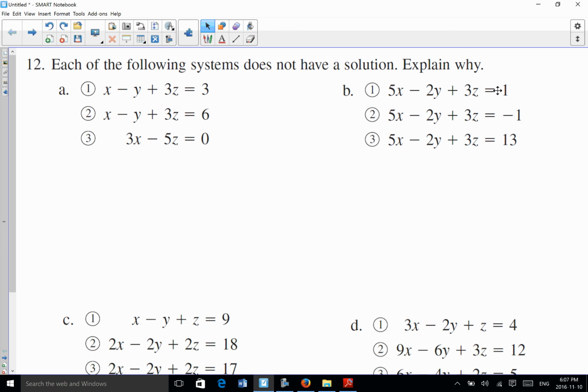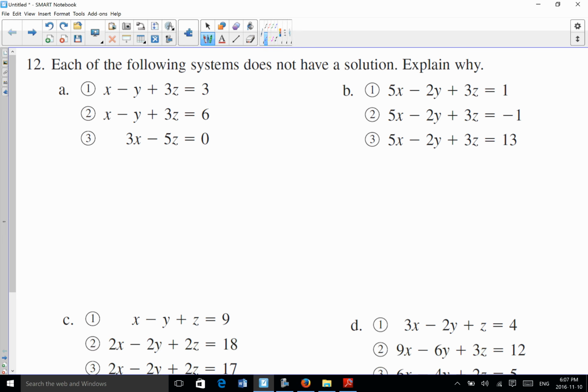In number 12, we're asked to explain why each of the following systems does not have a solution. So the thing we're looking at here is our normals and our Cartesians. If they don't have a solution, that generally means that we have some parallel planes happening here, or maybe coincident planes, or some sort of situation like that.